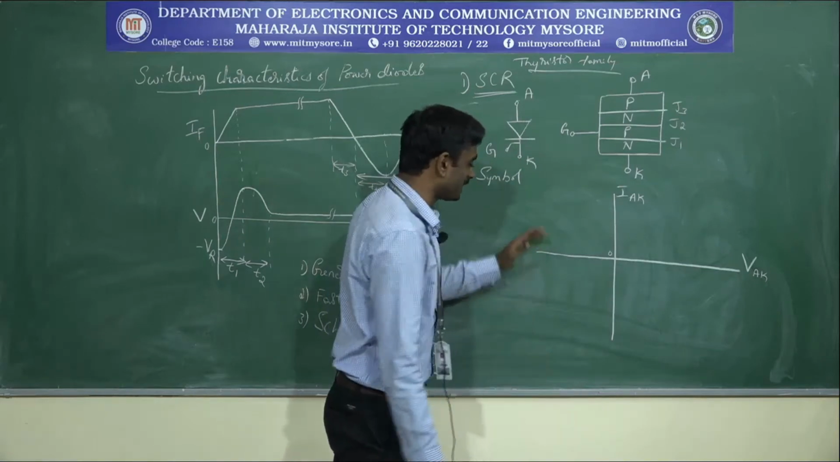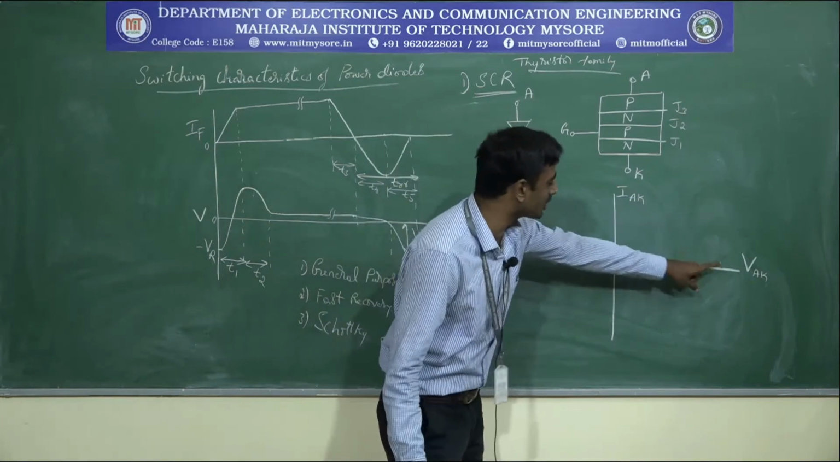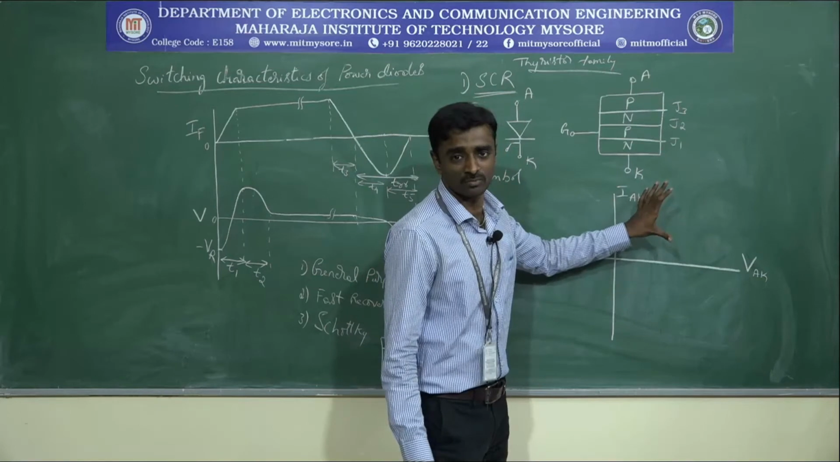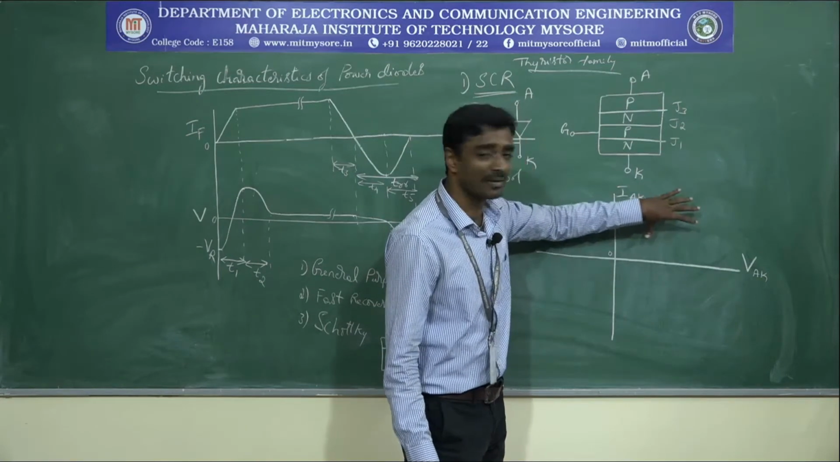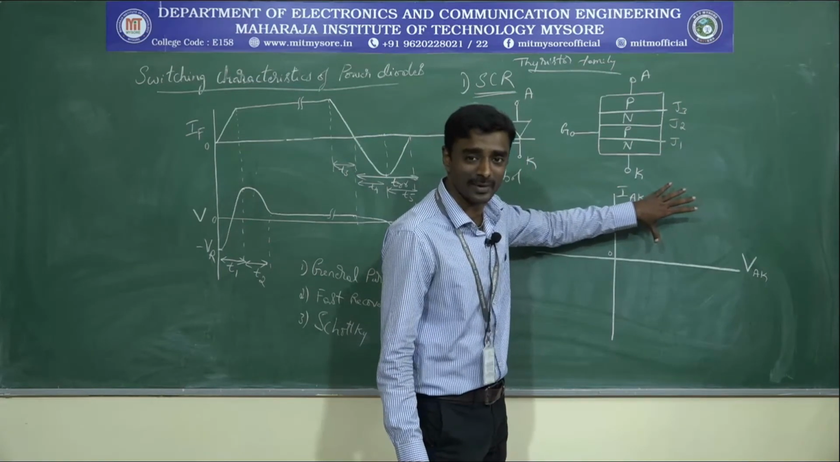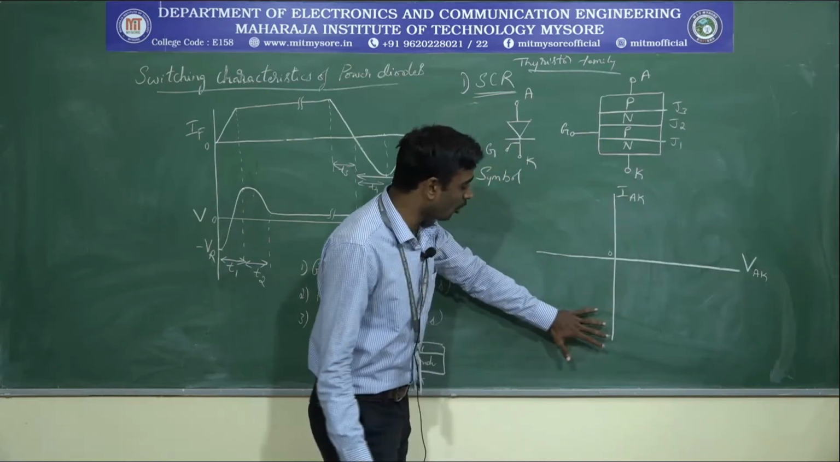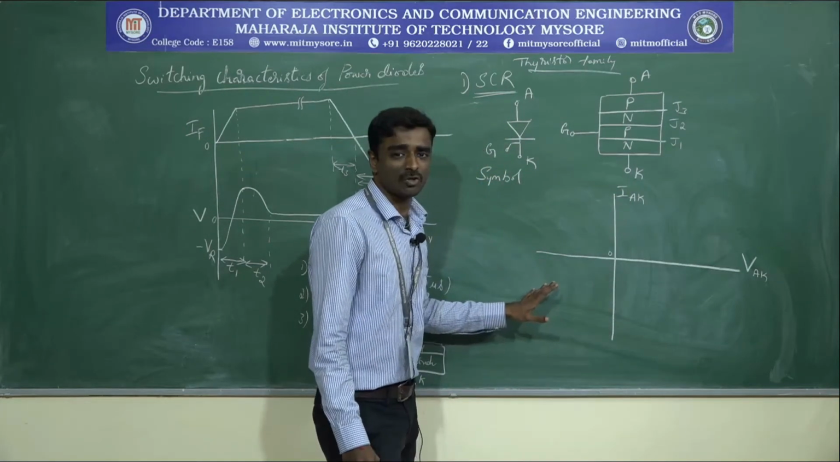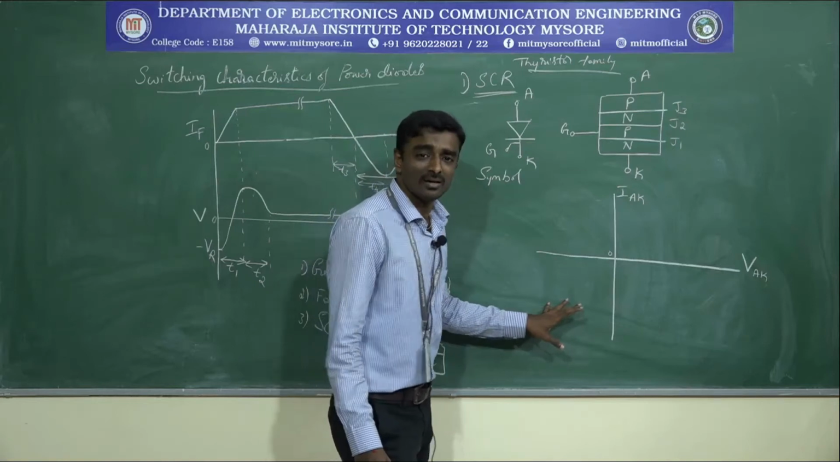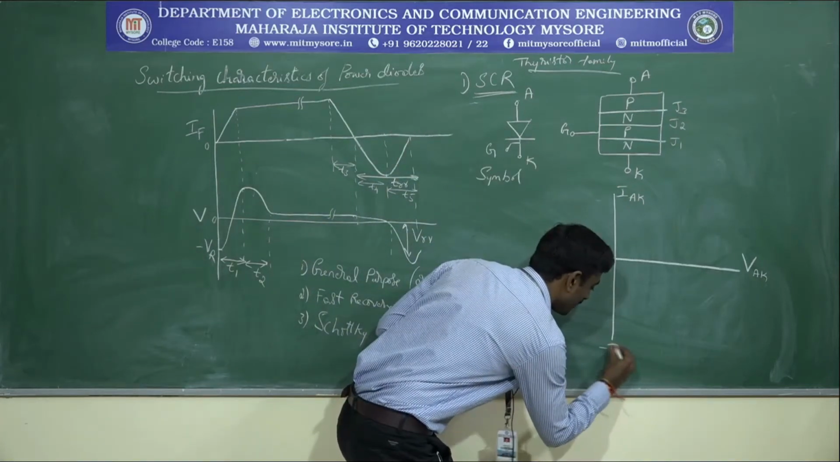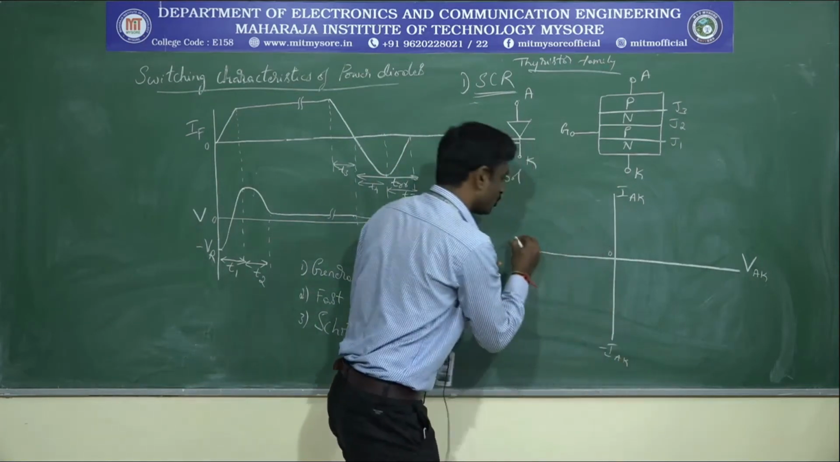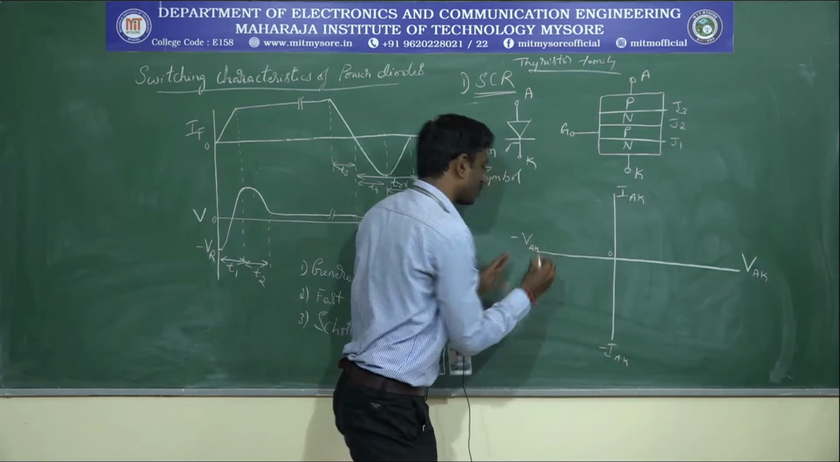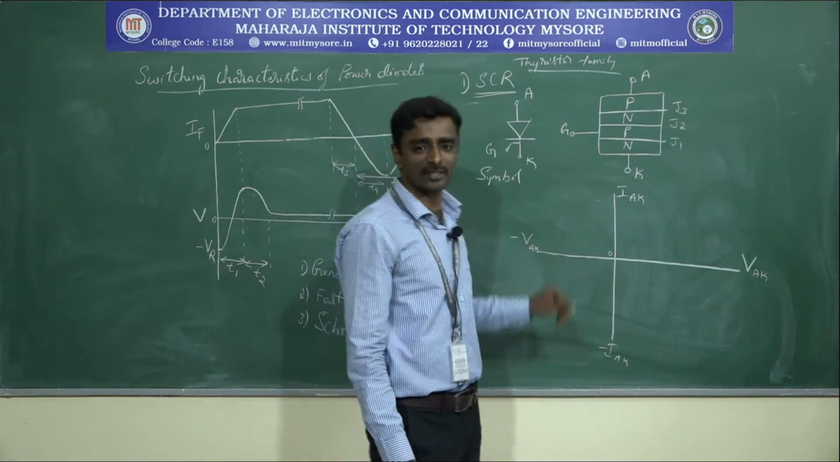When the voltage and current are both positive, that is considered the forward direction, which is nothing but forward bias. When your voltage and current are both negative, that is considered reverse bias. That is minus IAK and minus VAK, that is, negative voltage across the anode to cathode.